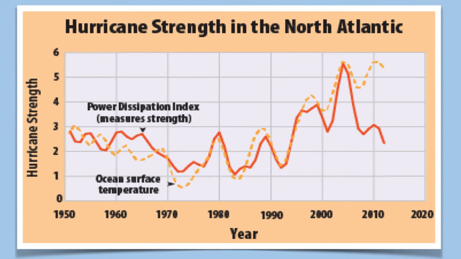You can see how hurricane strength has been rising. The power dissipation index is the red curve, and the dotted one is the ocean surface temperature, very closely related. As surface temperature increases, the power dissipation index will be higher, so there is more chance of greater hurricane strength.